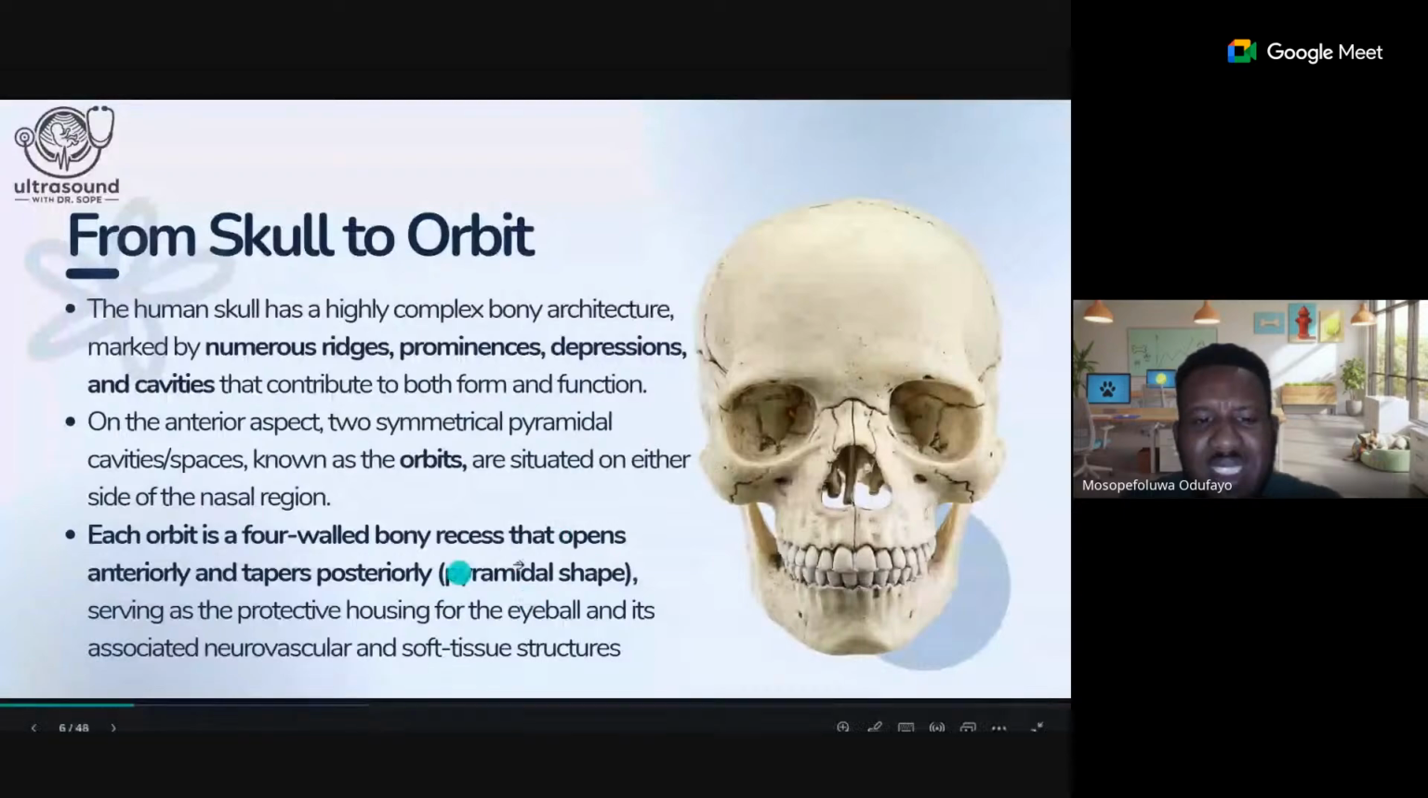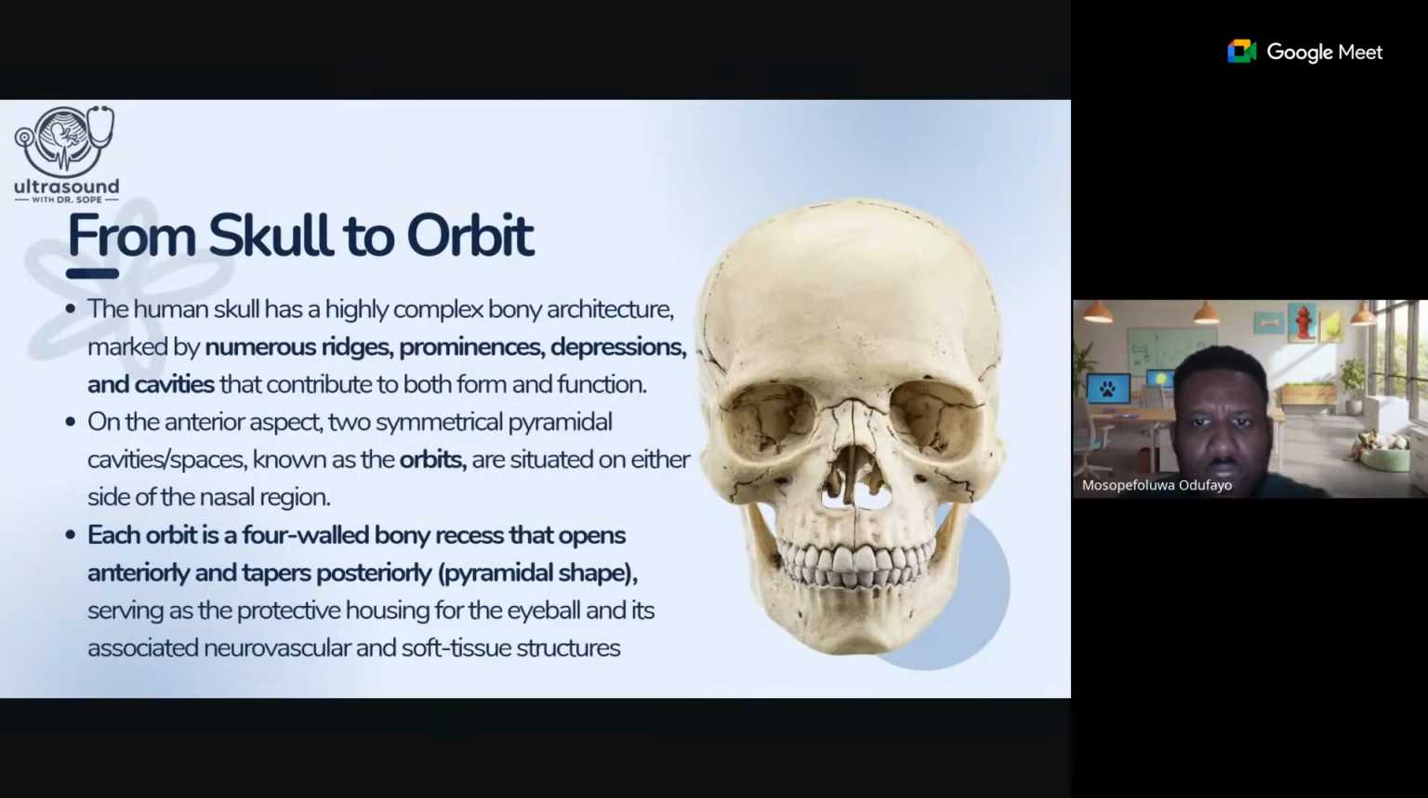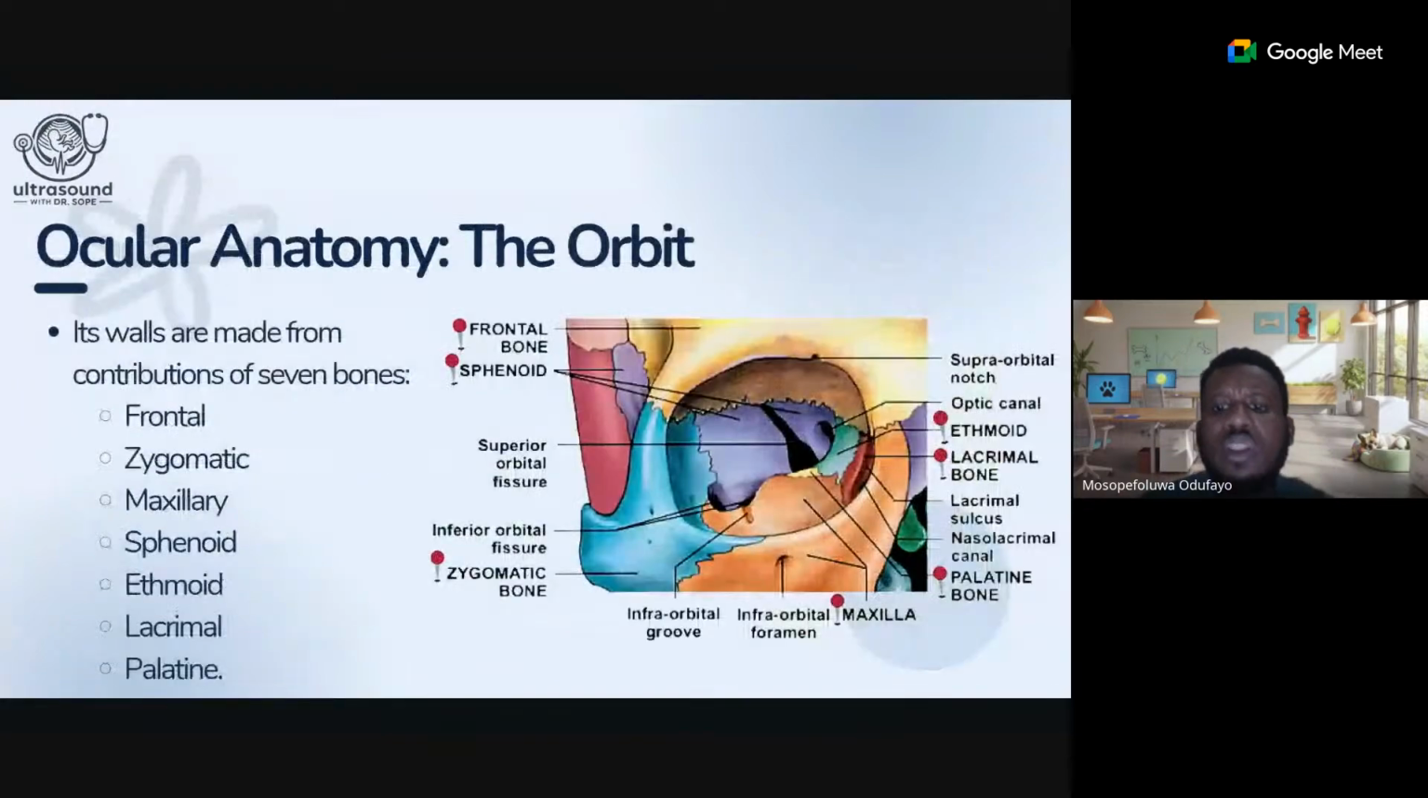So it serves as the protective housing for the eyeball, and its associated neurovascular and soft tissue structures. This is where the eyeball is situated in the orbit. Now, when we talk about the bones that constitute the four walls of the orbit, how many are they? There are seven.